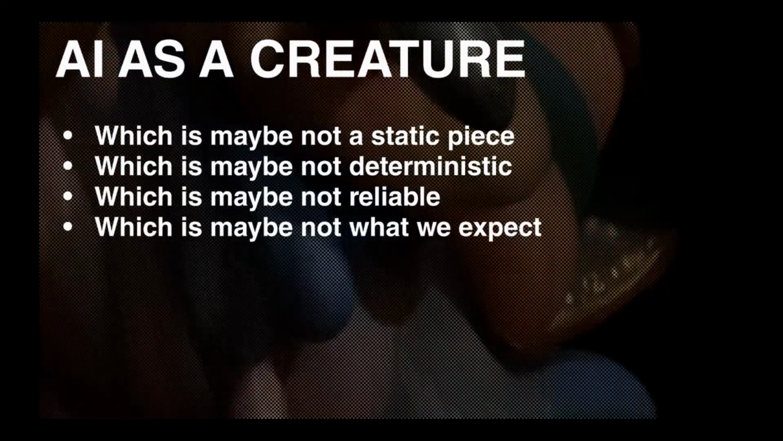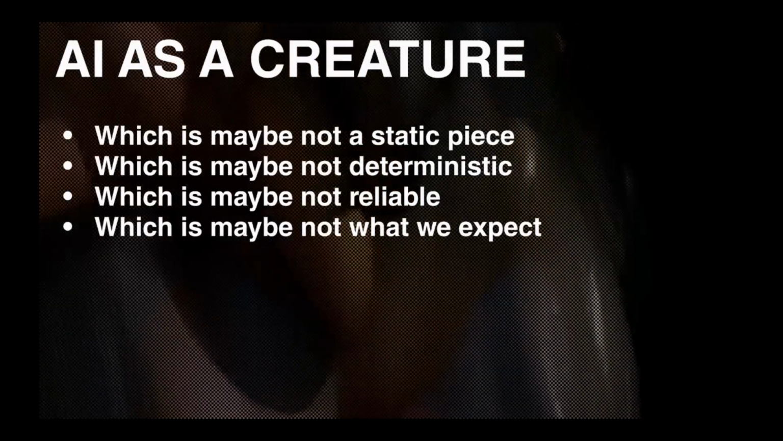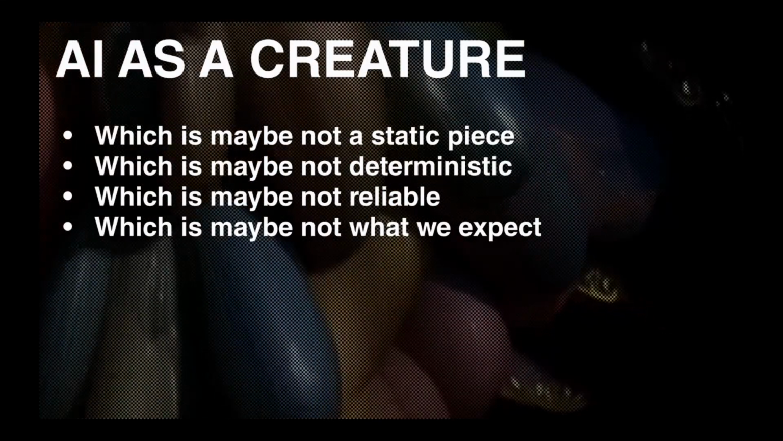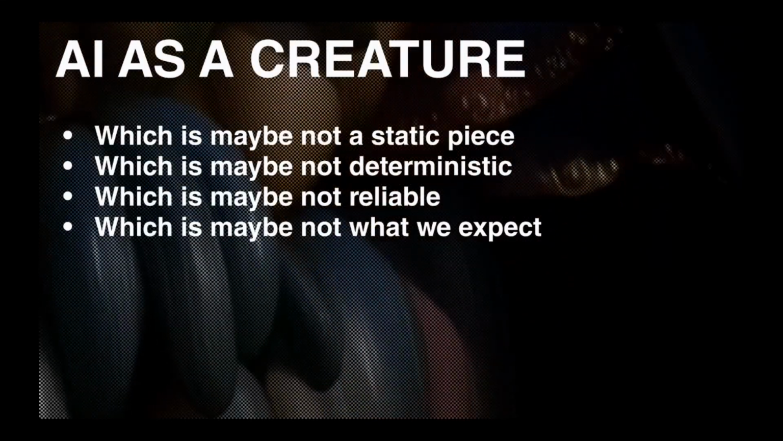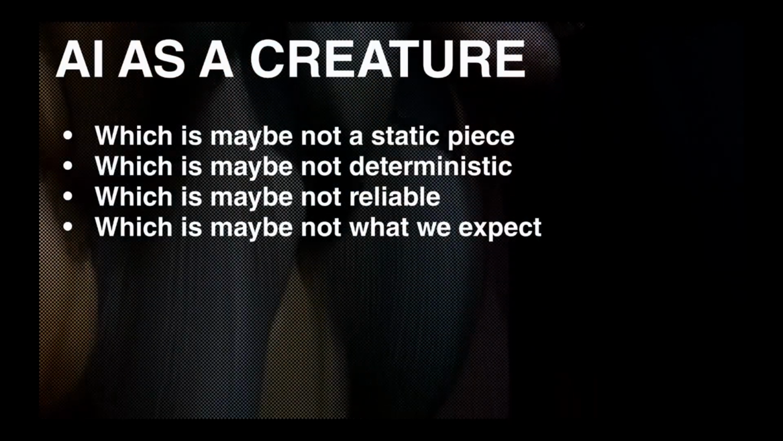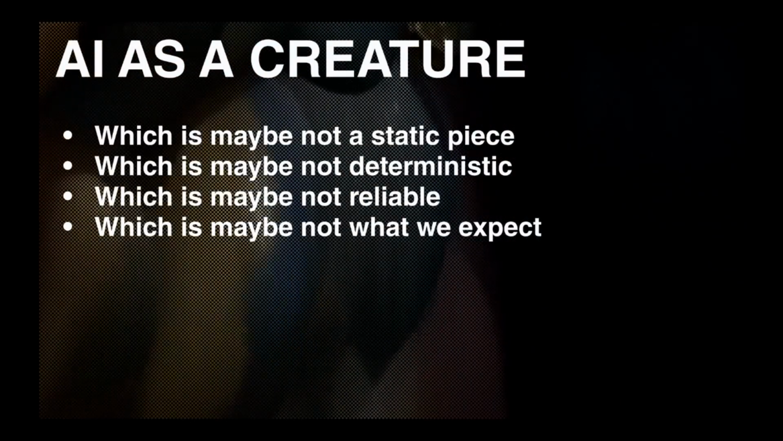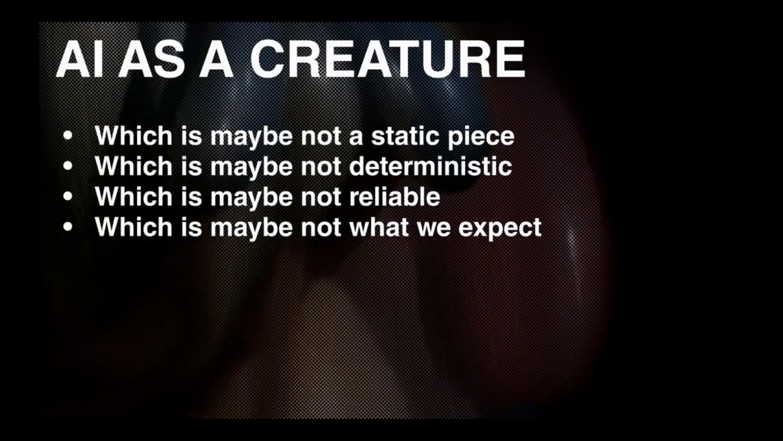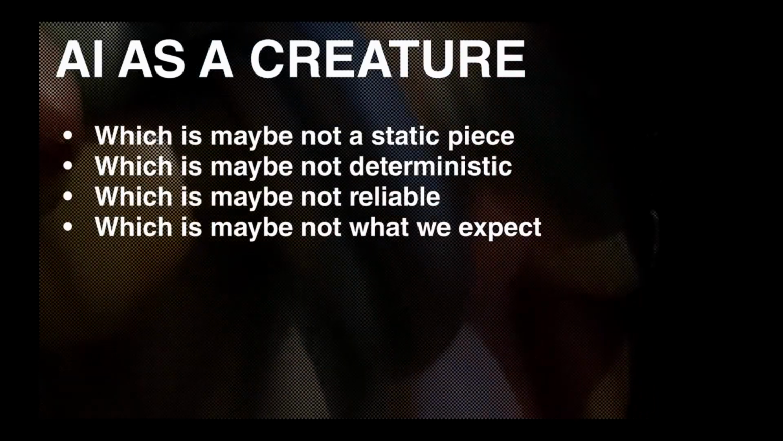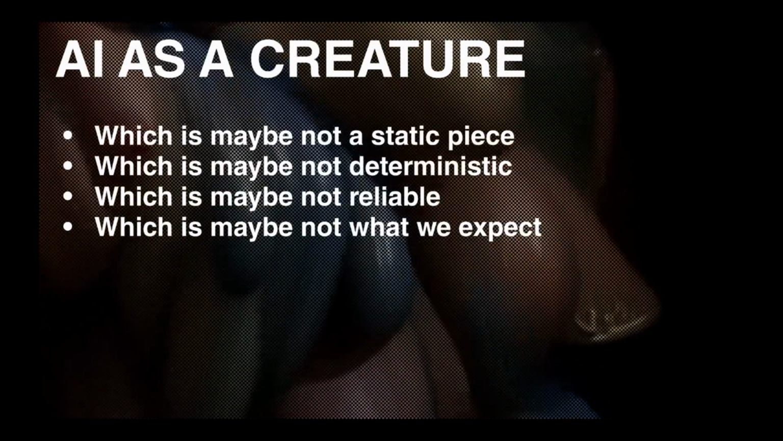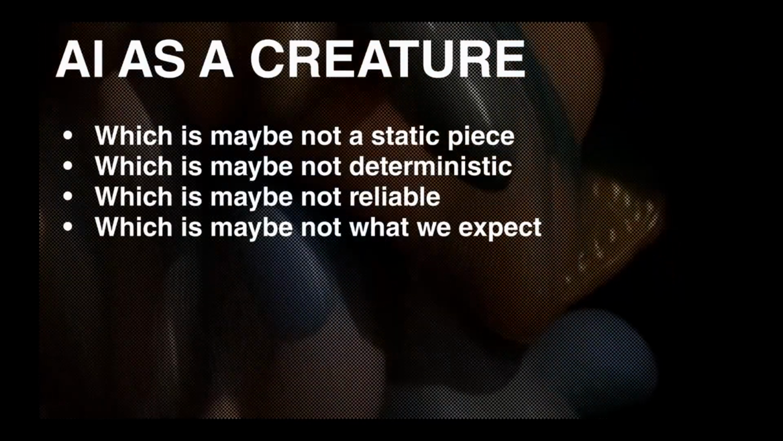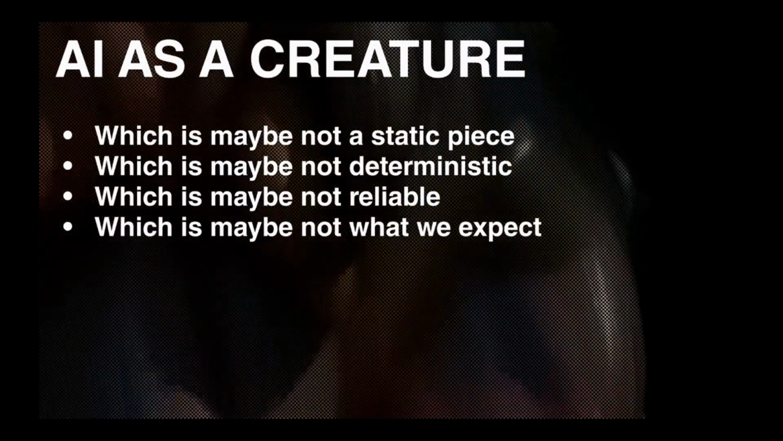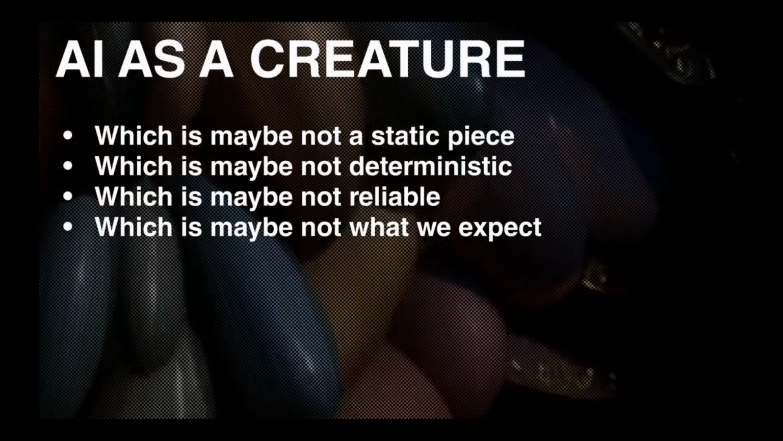So we can imagine AI as a creature which is maybe not a static piece, which is maybe not deterministic. We don't really know what's happening behind the scenes, which is maybe not completely reliable. And it's a big change for us using the code. It's maybe not what we expect at the end as well. So it's kind of interesting.